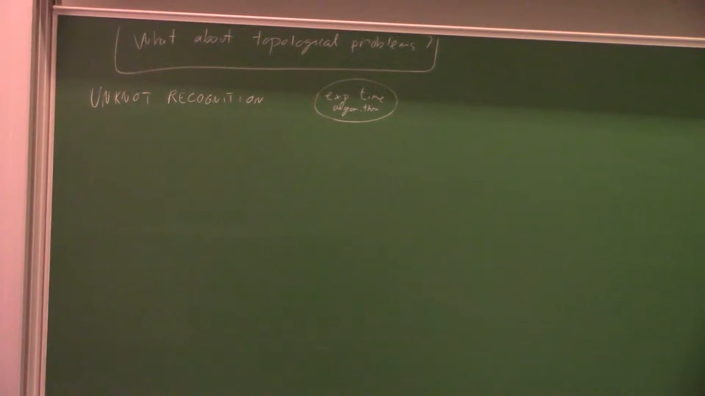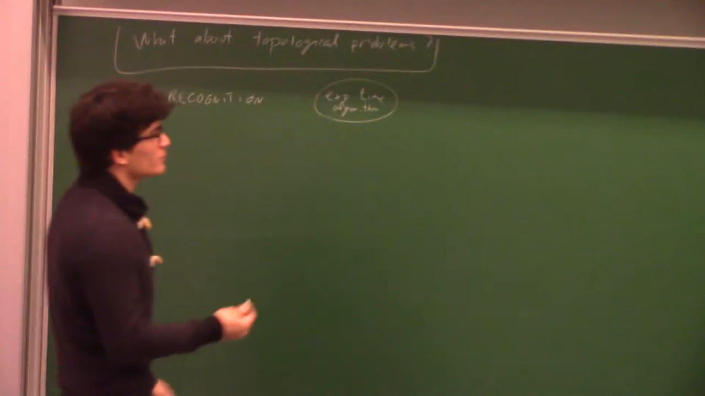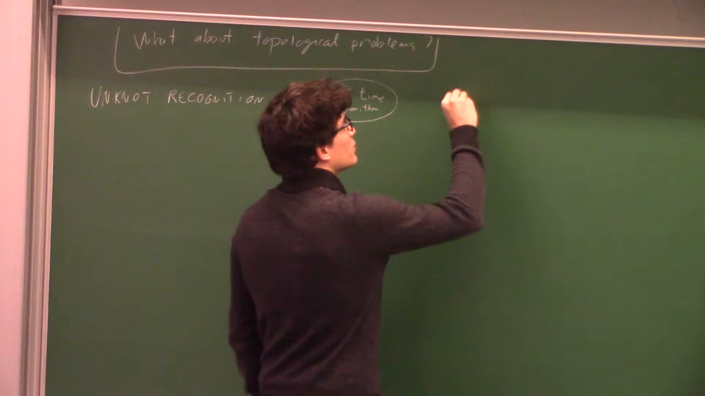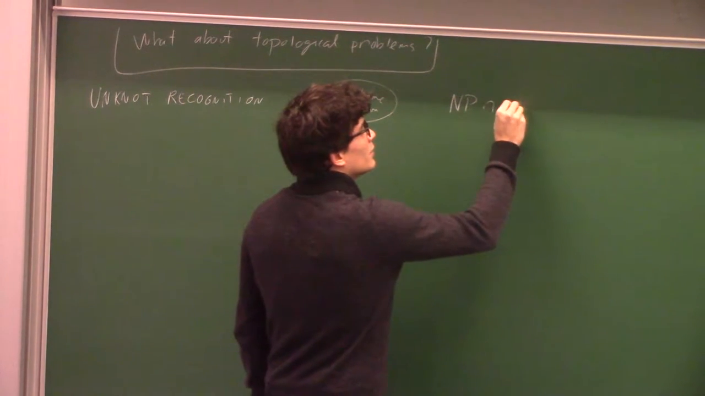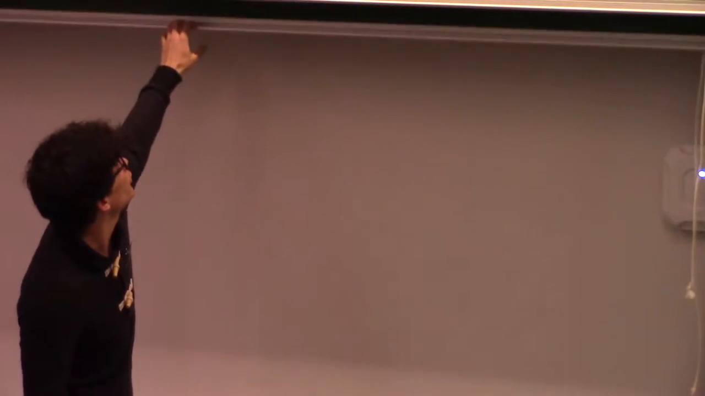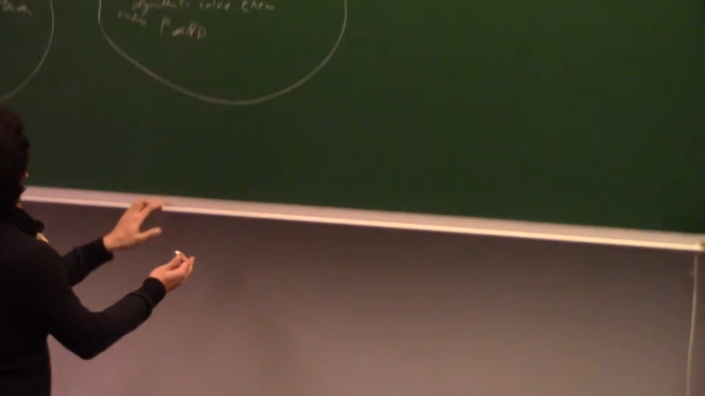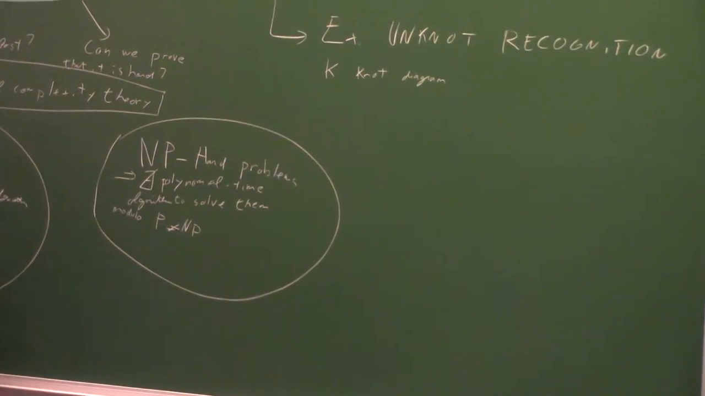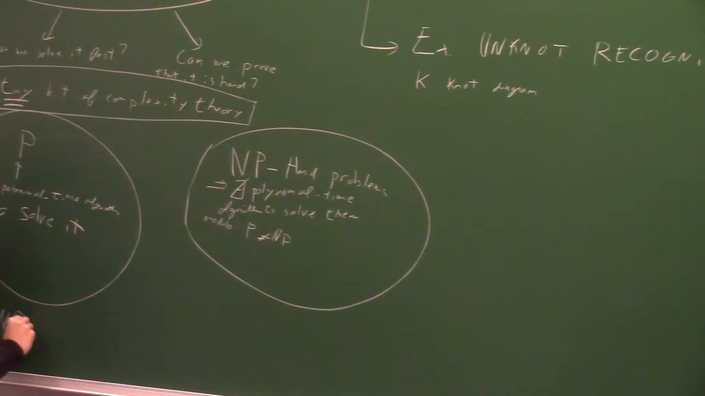So if we have a problem for which the best thing we know is exponential, then we want to ask, well, can we prove that it's hard? Can we prove that it's NP-hard? And for this one, it turns out that we probably cannot prove that it's NP-hard because it's in NP and co-NP. And I will not say what NP and co-NP mean. I think we will really know more about it tomorrow. What I will just say is that something like here.